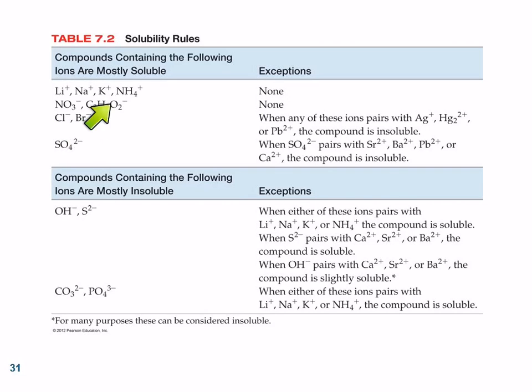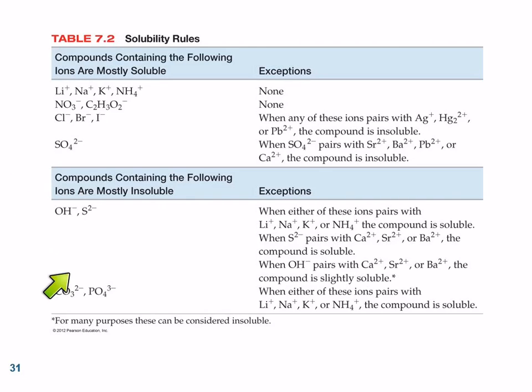Chloride, bromide, and iodide, the halide ions. These are mostly soluble except when they're with silver, mercury 1, and lead 2. Then they're not soluble. So silver chloride, we just looked at that, not soluble. Potassium chloride, that one's soluble. And then sulfate. Sulfate is soluble except with strontium, barium, lead, or calcium. So calcium sulfate, not soluble. So that's the mostly soluble.